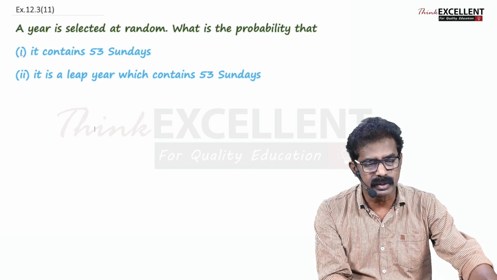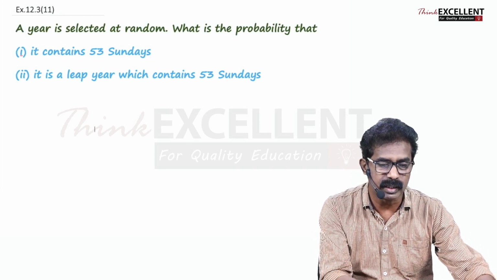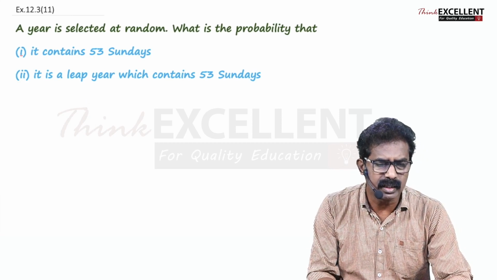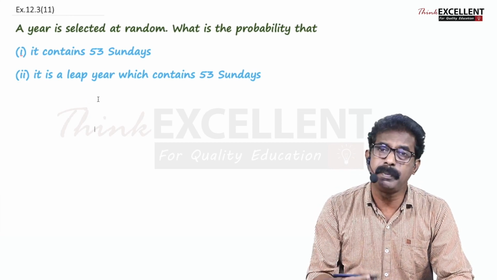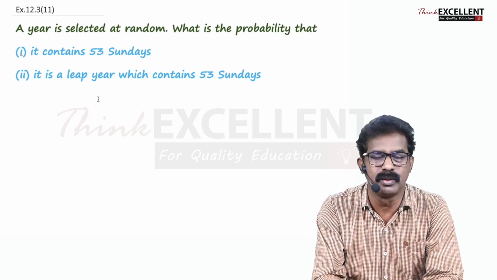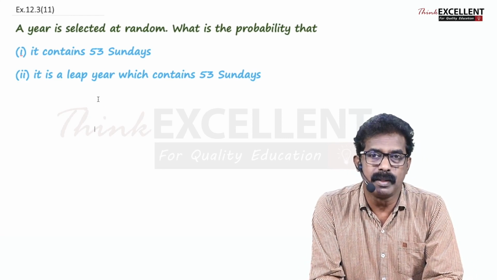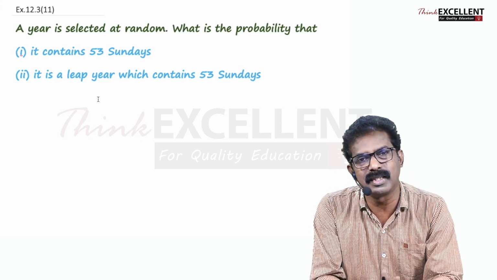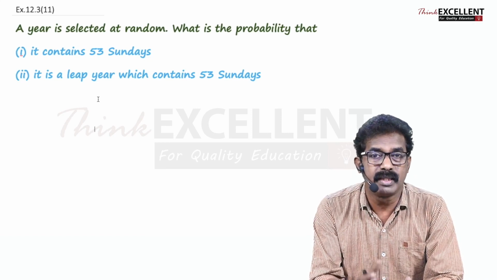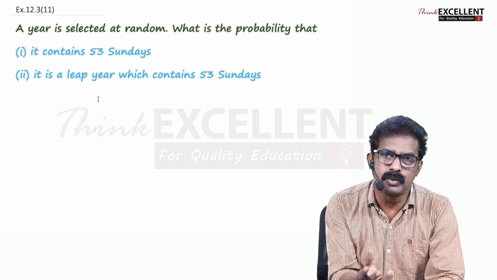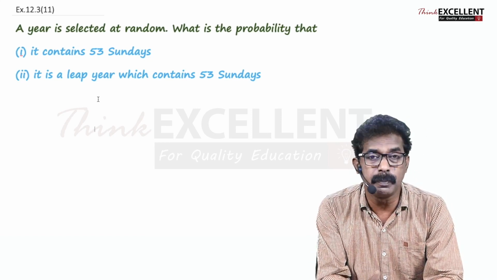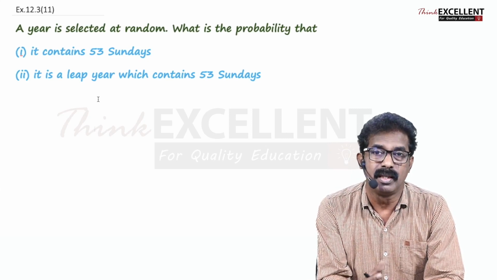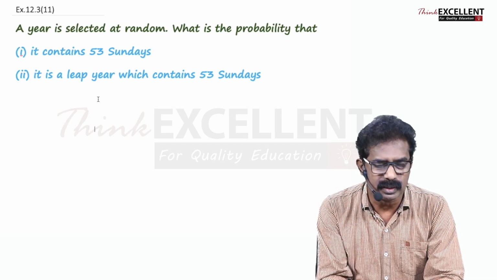Okay, now please listen. The next question is a very, very good question. A year is selected at random. Please listen. You are selecting a year. It can be a leap year or an ordinary year. So you studied in 10th standard, leap year containing 53 Sundays, ordinary year containing 53 Sundays, all those things we are going to use here. If I take a year, it can be any of the two, leap year or ordinary year. Leap year has 366 days, right? Ordinary year 365 days. Leap year occurs once in 4 years, right?